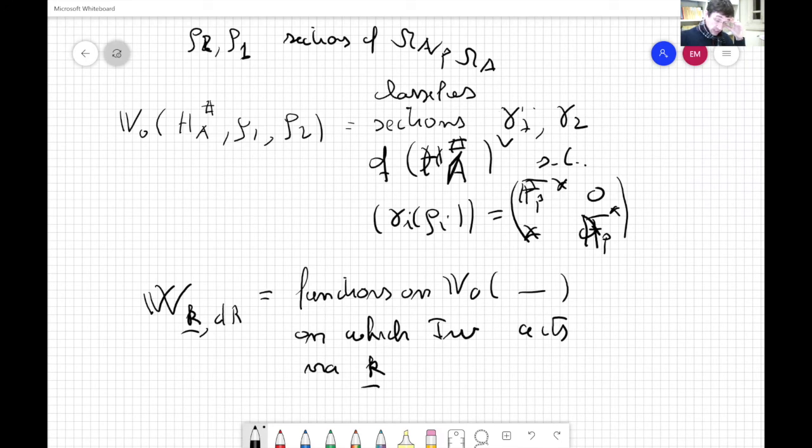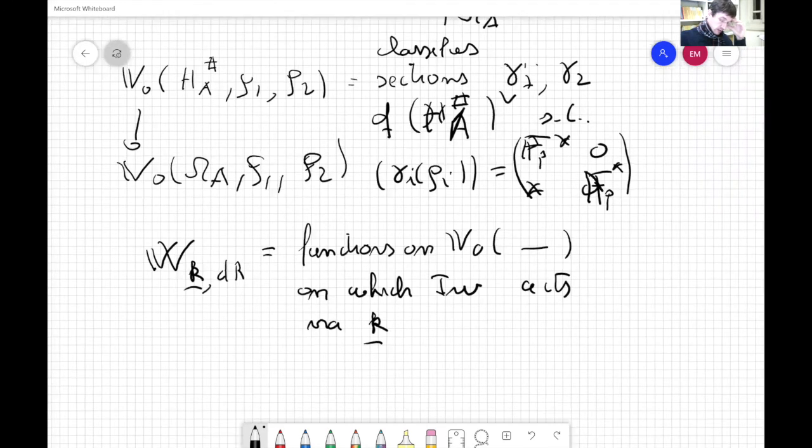Well, notice that you can actually map down a section of H sharp dual to a section of omega A dual. So there is a natural map that provides actually an inclusion of omega K inside this. Okay.